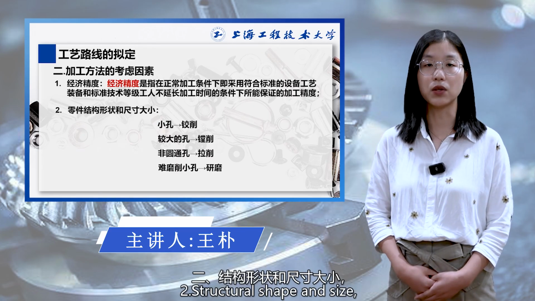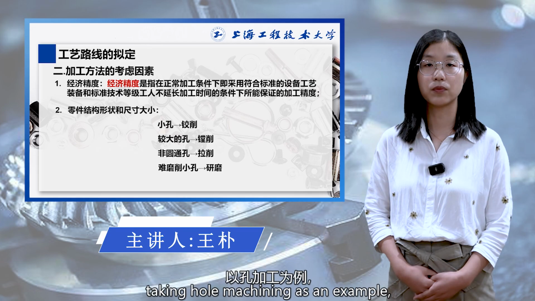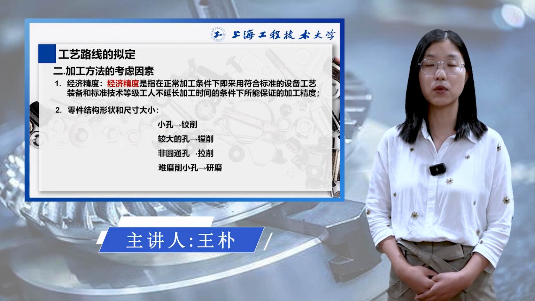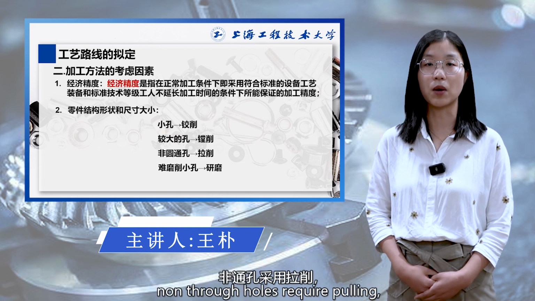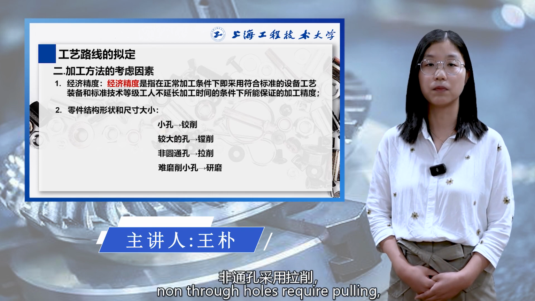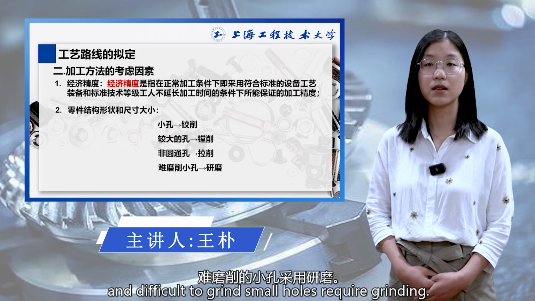Second, structure, shape, and size. Taking hole machining as an example, small holes require reaming. Larger holes require boring, non-through holes require broaching, and are difficult to grind.